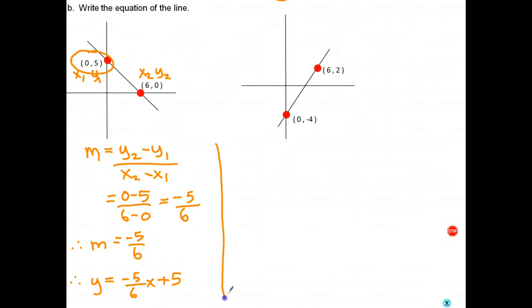Okay, why don't you stop the video and see if you can find the equation of the line that passes through the points 0, negative 4, and 6, 2.